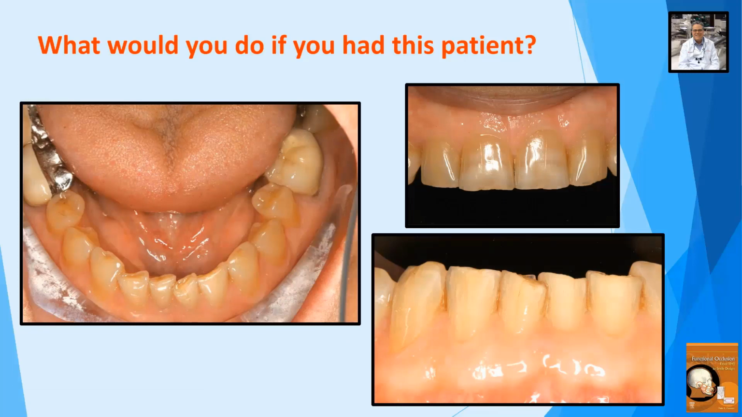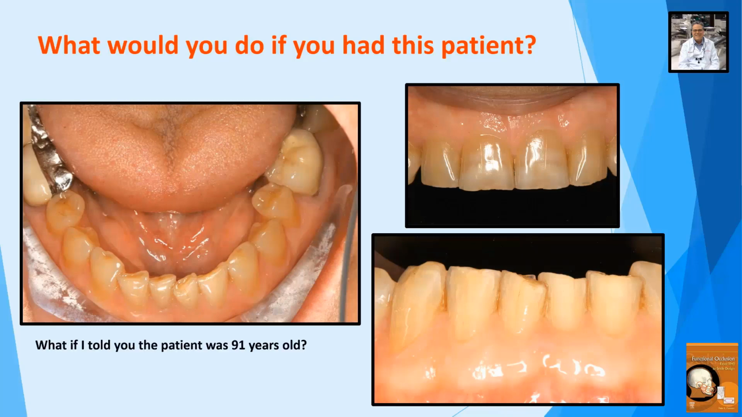What would you do if you had this patient? Would you leave it alone? Would you try to fix something? It's likely that he's probably going to the dentist and something breaks. He shows up. Maybe they make a crown to correct it. And then that's probably been his pattern. And so what would you do? Would you do the same? Would you just continue and wait for more breakage to occur and let more wear occur?